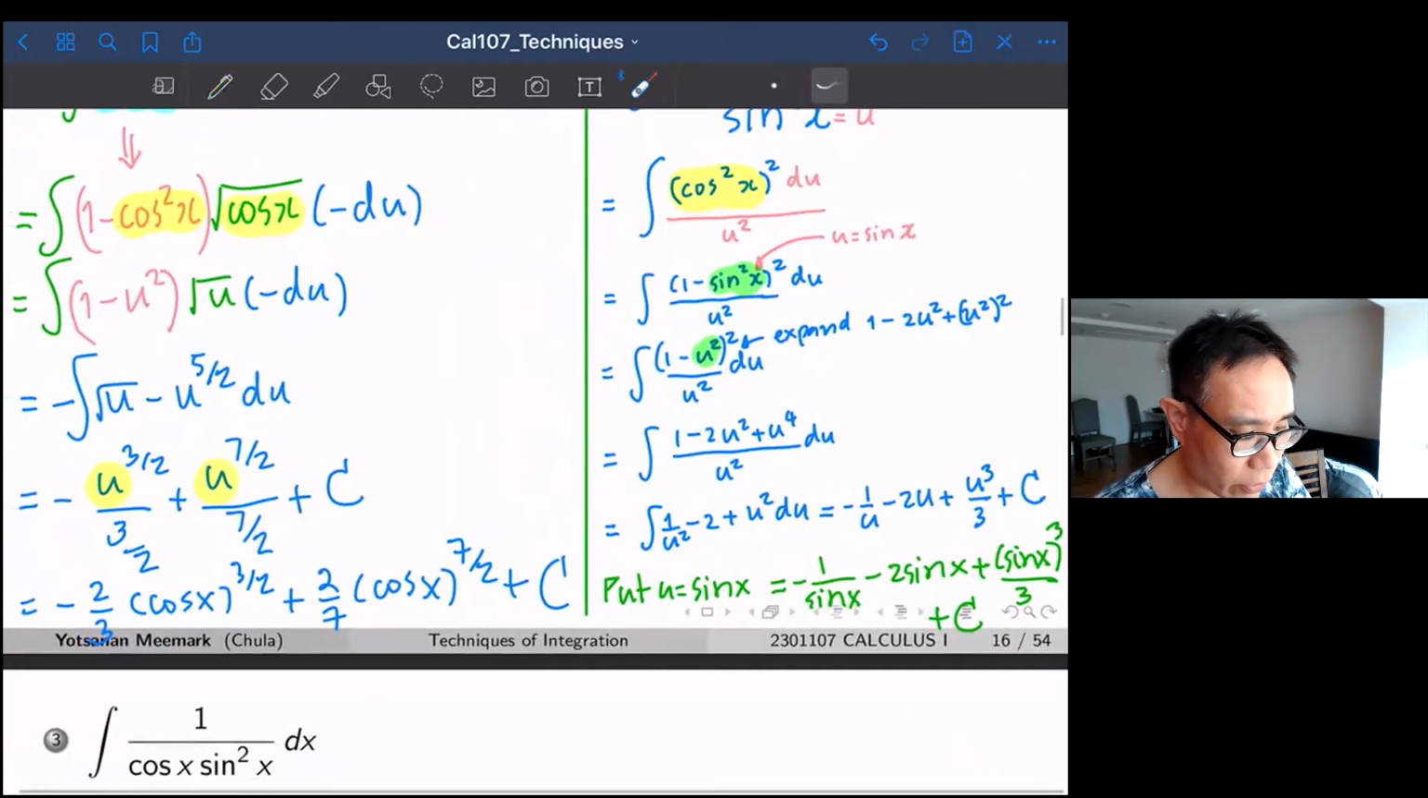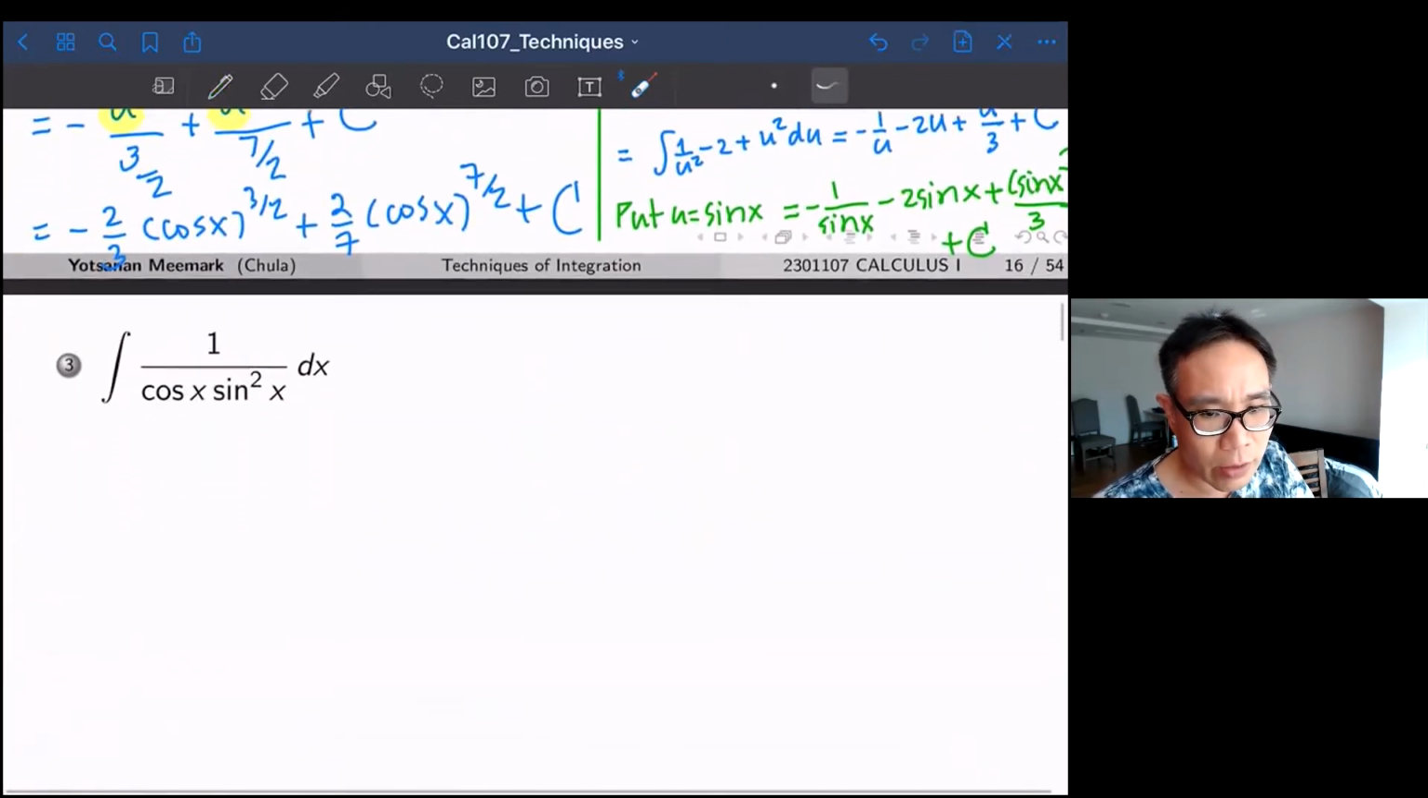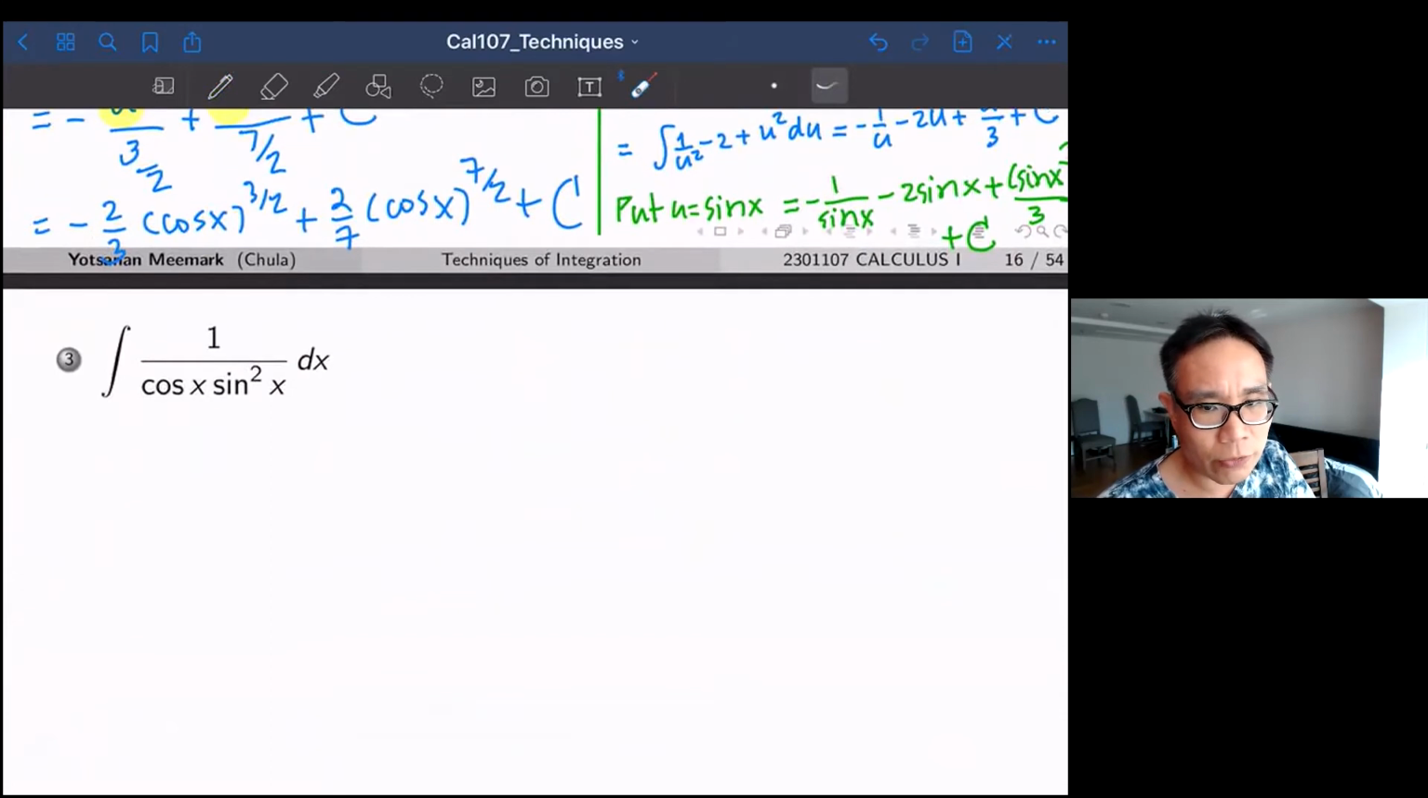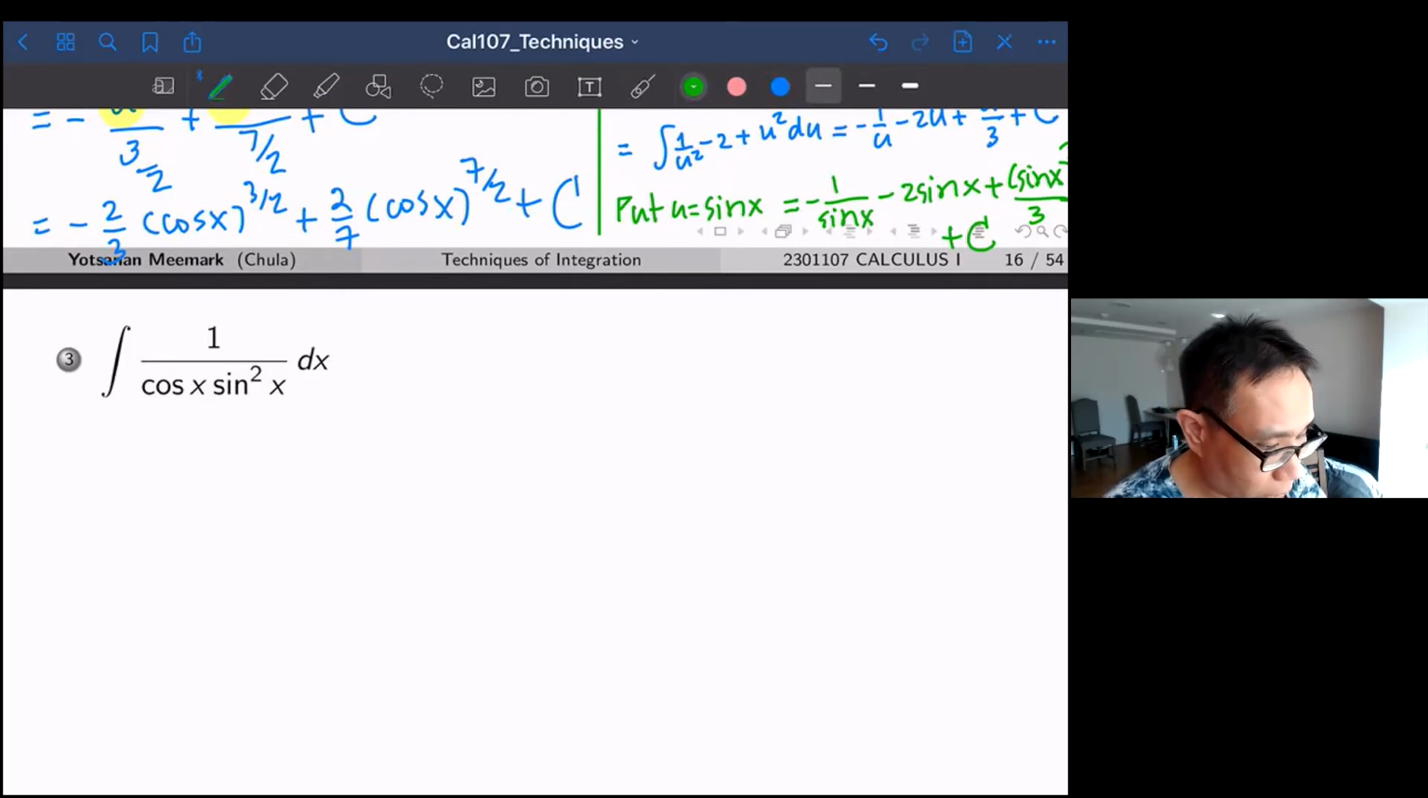This is the case when you have the even power of the given function. Sorry, this is the odd power of the given function. The next one, you're not going to see any sine or cosine to the odd or to the even power yet. So this one is going to turn out to be negative.